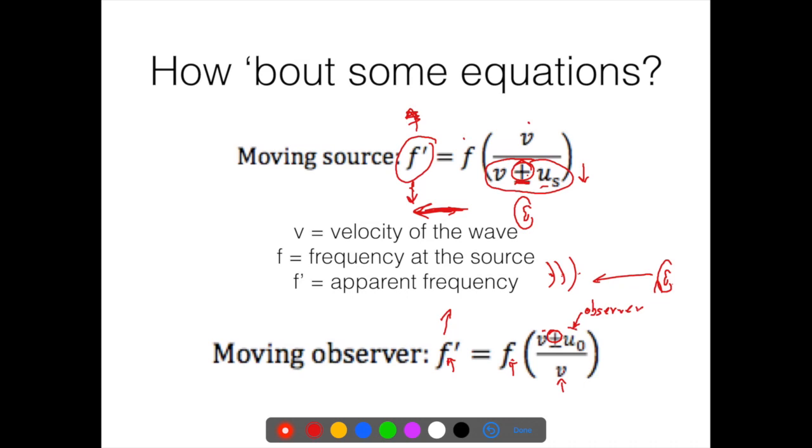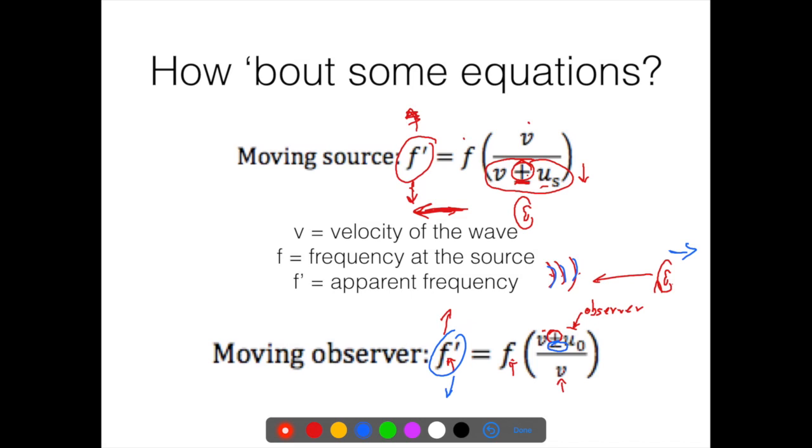And of course, the opposite is true. If my observer is moving away, then it's going to take longer for those waves to hit me, and if those waves take longer to hit me, then I'm going to hear a lower frequency. A lower observed frequency means that I want a lower numerator, and so I'm going to subtract. So it's not so much right or left, it's is it moving towards the sound or is it moving away from the sound? These are the equations you're going to use.